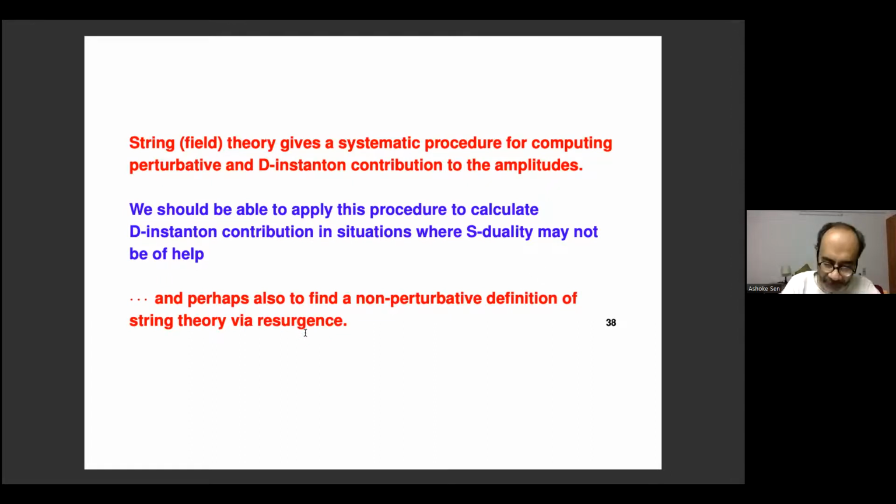Because as I said, at least in high dimensions, when the NS5 contributions are absent, D-instantons are the only non-perturbative contributions that are known to us. And then we have the perturbative contribution. String theory gives you a systematic way to do the full perturbation series expansion, as well as the full perturbation series expansion around D-instantons. And the idea is, can we combine these to actually get a non-perturbative definition of string theory. So with this, I'll stop.